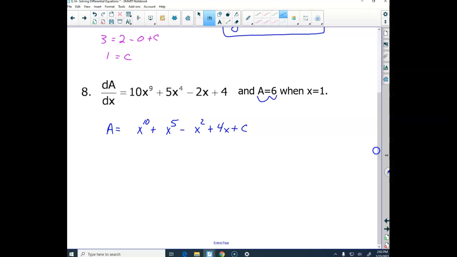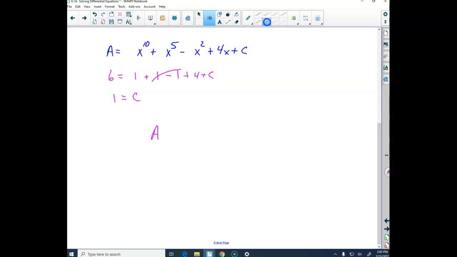They're telling us A is 6 when x is 1. If A is 6 when x is 1, well, 1 to the 10th is 1, plus 1 to the 5th is 1, minus 1 squared is 1, plus 4 times 1 is 4, plus c. I can see these are going away, so c is going to equal, well, there's 5, and if I subtract it across, c is going to equal 1 again. So my particular solution, A, is going to equal x to the 10th plus x to the 5th minus x squared plus 4x plus 1.